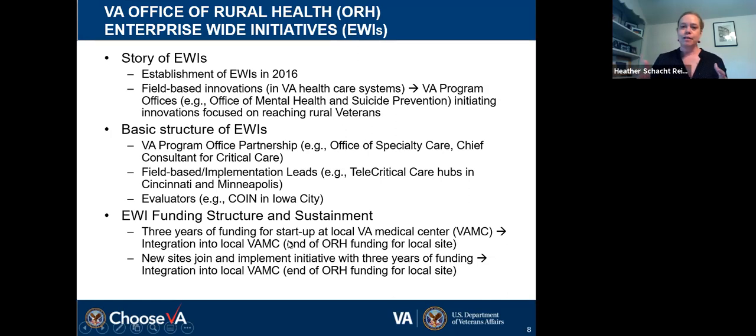There's also a basic funding structure that underlies EWIs that has developed over time that really focuses on sustainment of these programs. So if you want to implement one of these EWIs at your healthcare system or in your CBOC, generally you can get 3 years of funding to get it started, and then you work towards figuring out how to get it funded and sustained using your own funding from your health system. Then new sites come into that EWI, and they get another 3 years of funding to start. There's 150 medical centers and over 1,000 CBOCs, or community-based outpatient clinics, at this point across the VA. So there's a lot of reach and spread that still needs to happen in rural areas. That is how the funding structure works for EWIs as well.